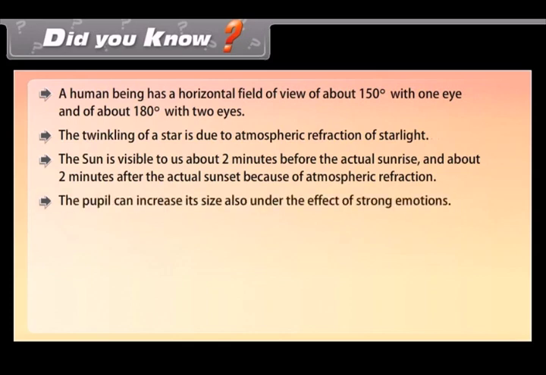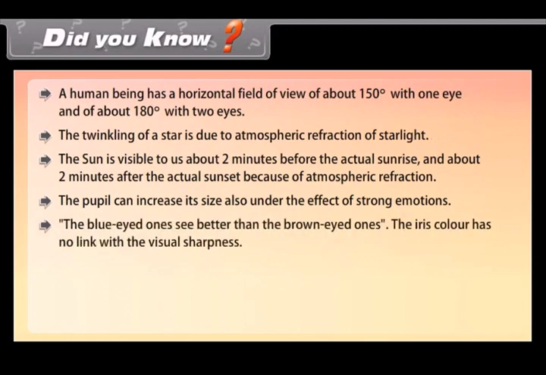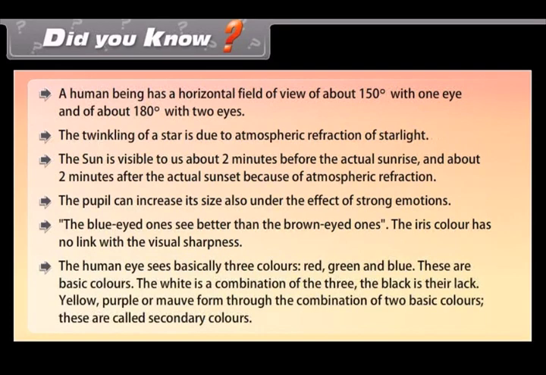The pupil can increase its size also under the effect of strong emotions. The blue-eyed ones see better than the brown-eyed ones? The iris color has no link with visual sharpness. The human eye sees basically three colors: red, green, and blue. These are basic colors. White is a combination of the three. Black is their lack. Yellow, purple, and mauve form through the combination of two basic colors. These are called secondary colors.